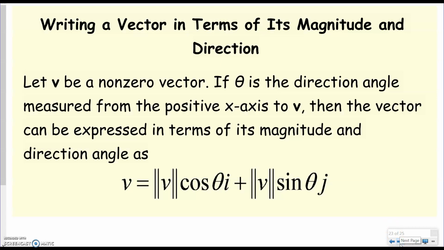The next piece is going to help us with some application problems, or just creating a vector based on what we're given. So writing a vector in terms of its magnitude and direction: if we have an angle measured from the positive x-axis to v, then we could figure out the rectangular form of the vector using the magnitude times cosine of the angle times i plus the magnitude times sine of the angle times j. So remember, i is your horizontal direction and j is vertical. So cosine is your representation of your x, sine is y in trig, and that's what we're using that way.